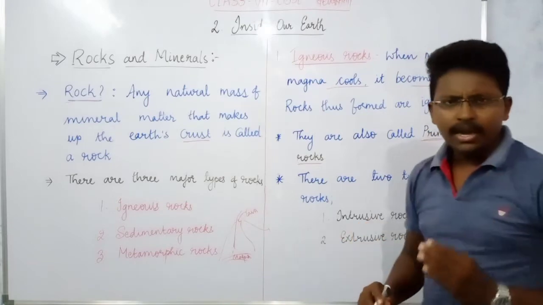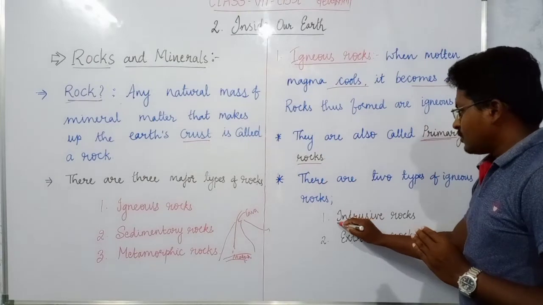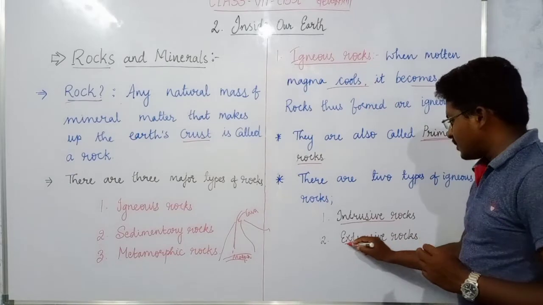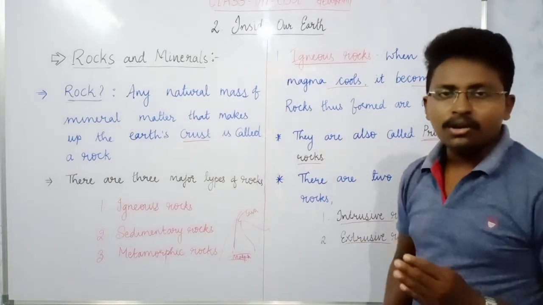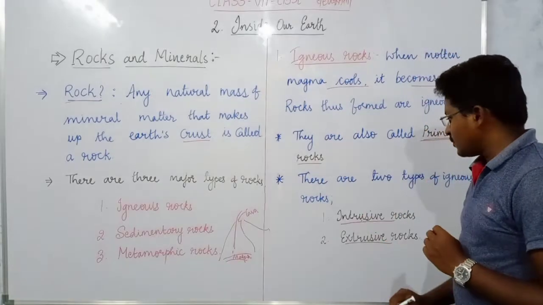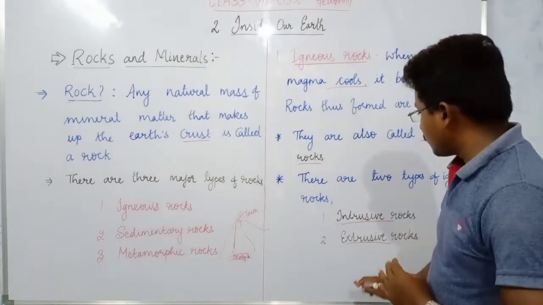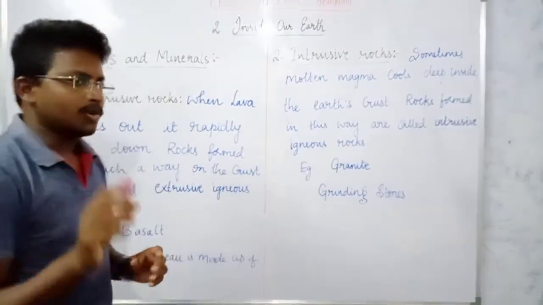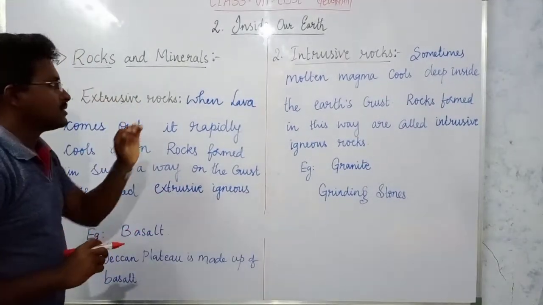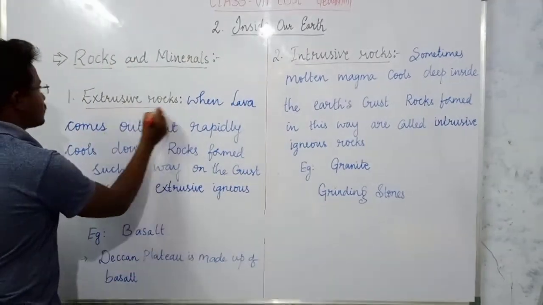Then again, these primary rocks are of two different types: intrusive rocks as well as extrusive rocks. Igneous rocks are subdivided into two types. One is intrusive rocks, the second one is extrusive rocks. We will see these two different types of igneous rocks in detail. First, let us see what extrusive rocks are.